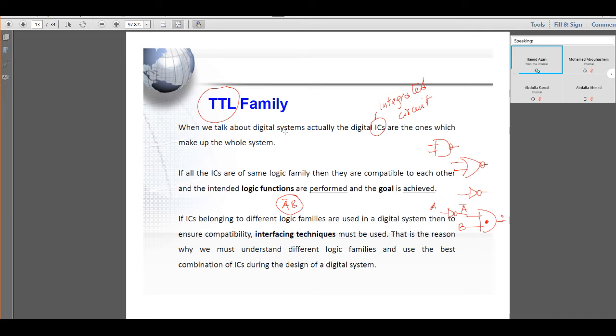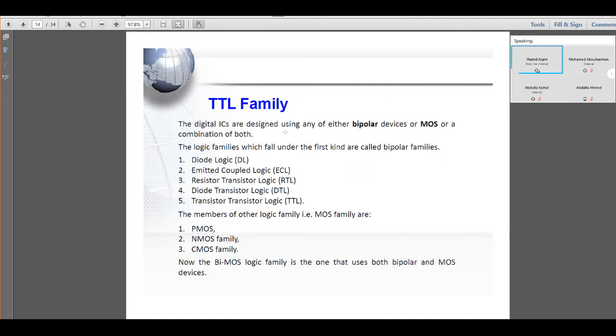So those are the families. Most of the families we will be working with in this course. Here they're giving you different types of those families. Okay, ECL for emitter coupled logic, TTL, which is our case, transistor-transistor logic. We have different other types now: PMOS for positive and NMOS for negative families, and so on. In fundamentals of electronics you will become familiar with these things.